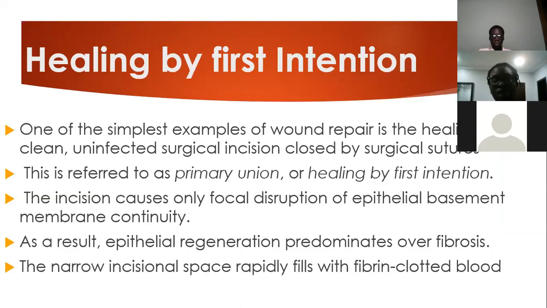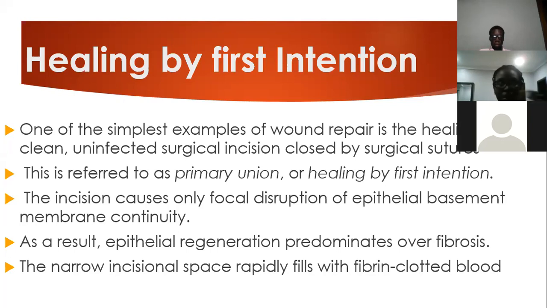So there are two types of wound healing. There's healing by first intention and healing by secondary intention. Healing by first intention is the kind of healing that occurs in a surgical wound. Usually the edges of the surgical wound have been opposed by suturing, so the edges are very close to each other and it helps with the healing. The healing goes on very smoothly.